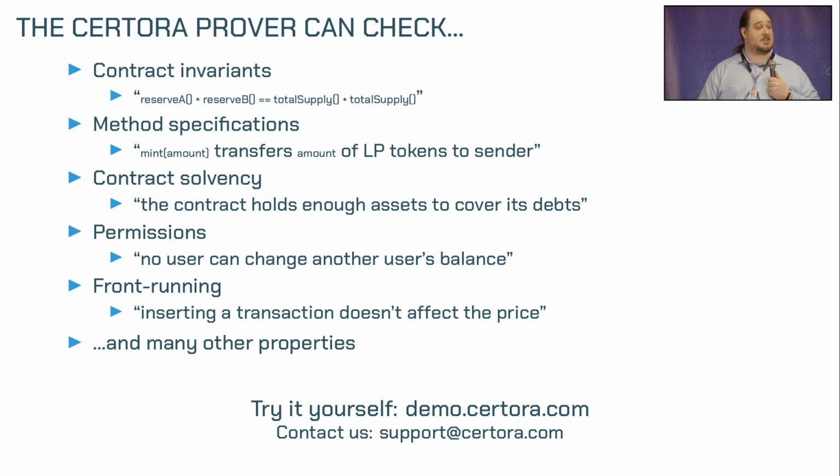You can check properties like solvency. If I might have to pay out X tokens, I can guarantee that I actually have X tokens allocated to this contract. You can check things like permissions, that users can only change their own balances and not the balances of other users. Or even things like front running. You can check properties like, if I take this transaction and insert another transaction just before it in the same block, the price that I get will be unaffected. You can write rules like that, and many other things. It's a very flexible language.